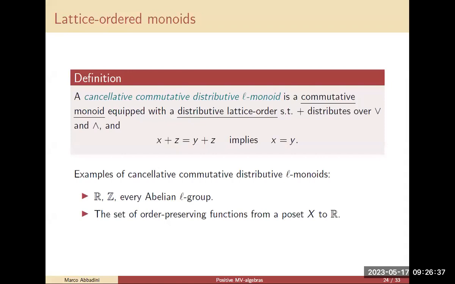So we take a cancellative, commutative, distributive L-monoid, which is a commutative monoid. We keep it with a distributive lattice order. So distributivity means distributivity of the lattice order, where plus distributes over the lattice operations. And we have cancellation, the cancellation property for monoids. So some examples: every abelian L-group, so R, Z. The set of order preserving functions from a poset X to R.